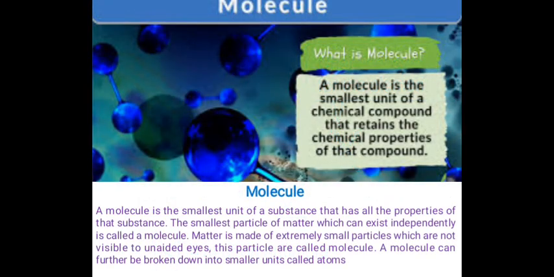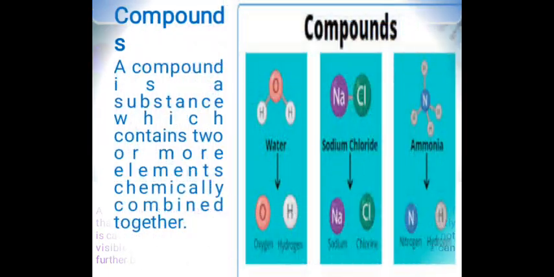Now, what is a molecule? A molecule is the smallest unit of a substance that has all the properties of that substance. The smallest particle of matter which can exist independently is called a molecule. Matter is made up of extremely small particles which are not visible to the unaided eye. These particles are called molecules. A molecule can further be broken down into smaller units called atoms.